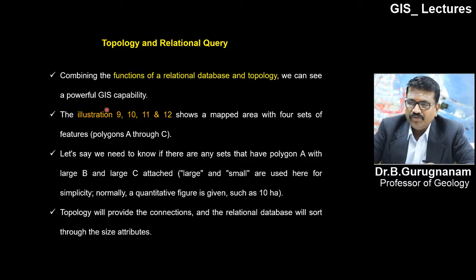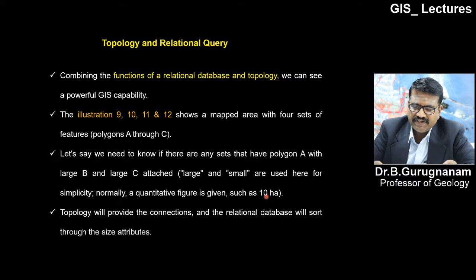Of course, the illustrations are going to show this. I am going to use four figures with polygons A through C to explain how the relational databases and topology are established. Let us say we need to know if there are any sets that have a polygon A with large B. I will use the words large and small, which are relative terminology to understand very simply. But normally we explain with how much area it covers in GIS.